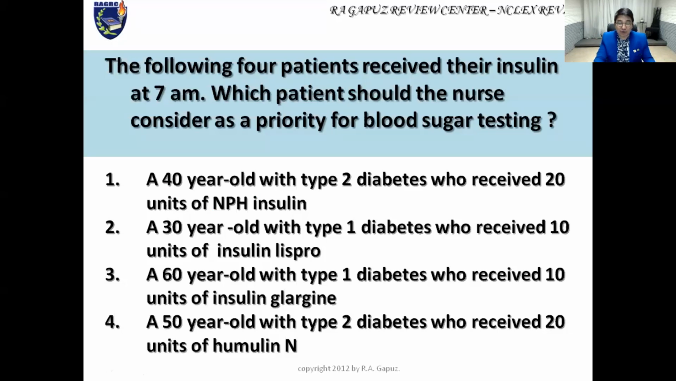So for this type of question, the answer is actually option number 2. A 30-year-old with type 1 diabetes who received 10 units of Insulin Lispro. Why? Insulin Lispro has the most rapid peak of action among the types of insulin that were mentioned in the other options. Therefore, chances are the patient in option number 2 would experience hypoglycemia or a hypoglycemic reaction ahead of the other patients. Okay? So that's the significance of knowing your codes.